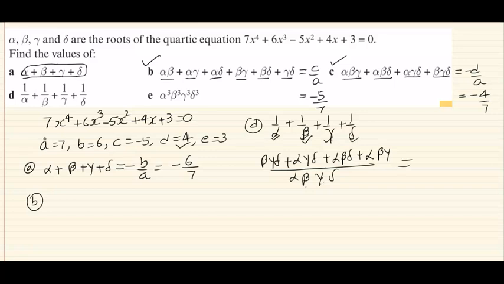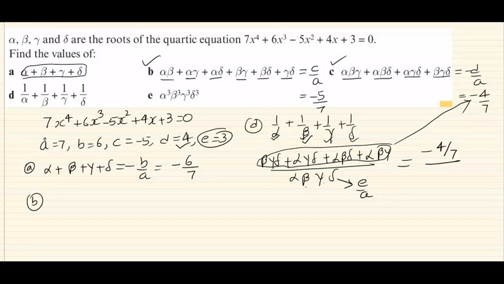And this we have already found, minus 4 over 7. So here we can write down minus 4 over 7. And alpha, beta, gamma, delta is what? E over A. Okay. This value is E over A. So our E value is how much? 3 and A is 7. So it should be 3 over 7, right? So 7 and 7 will be cancelled out. You are left with minus 4 over 3.